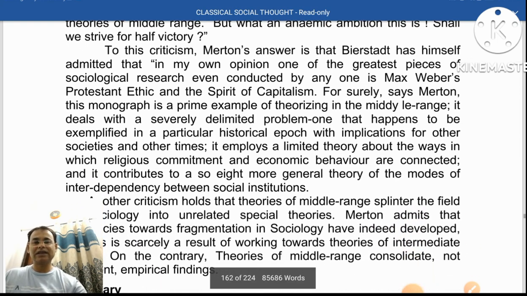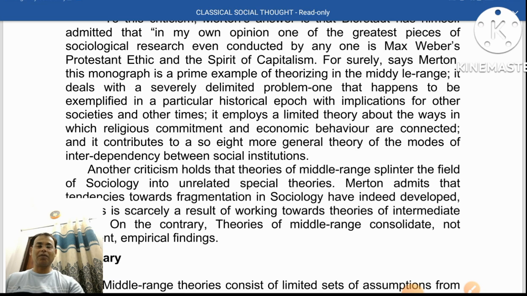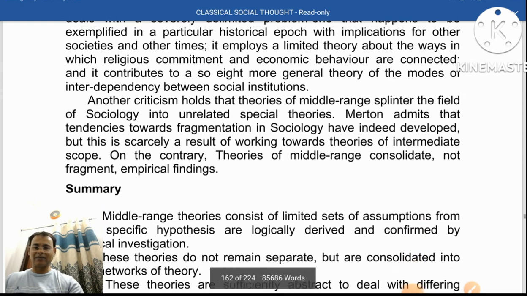To the criticism, Merton's answer is that Bierstedt has himself admitted that, in his own opinion, one of the greatest pieces of sociological research ever conducted by anyone is Max Weber's Protestant Ethic and the Spirit of Capitalism. For surely, says Merton, the monograph is a prime example of theorizing in the middle range. It deals with a severely delimited problem, one that happened to be exemplified in a particular historical epoch, with implications for other societies and other times.